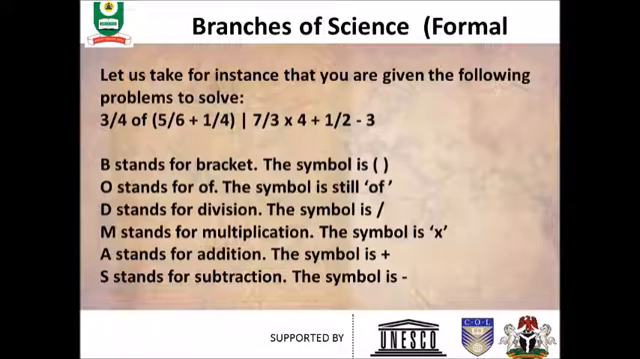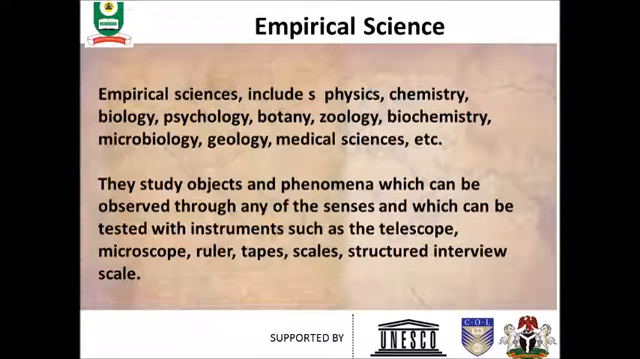Let us also take a look at another form of science, which is empirical science. Empirical sciences, on the other hand, include physics, chemistry, biology, psychology, botany, zoology, and so on. These sciences study objects and phenomena which can be observed through any of the senses and which can be tested with instruments such as telescope, microscope, ruler, tapes, scales, structured interview scales, etc.